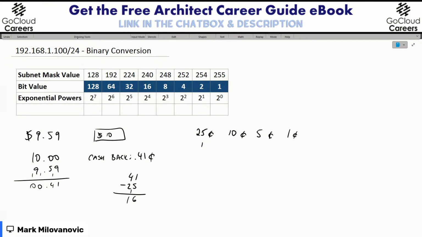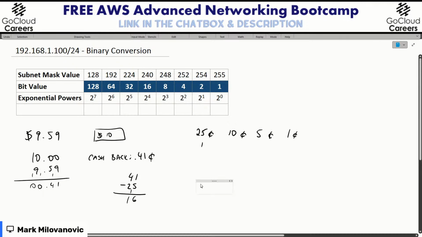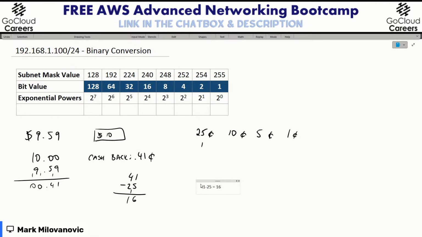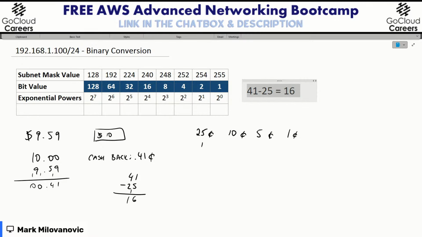Okay, and if not, there is a little cheat way of doing it, just so you know. We'll maybe use it later on. 41 minus 25 equals 16. I know that's a little bit difficult to read. So I know my math is relatively correct then. Okay, so I used up 25 cents. Next, I still have 16 cents left over that I need to get back.